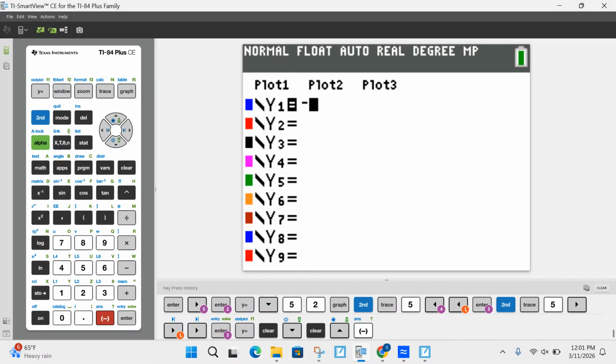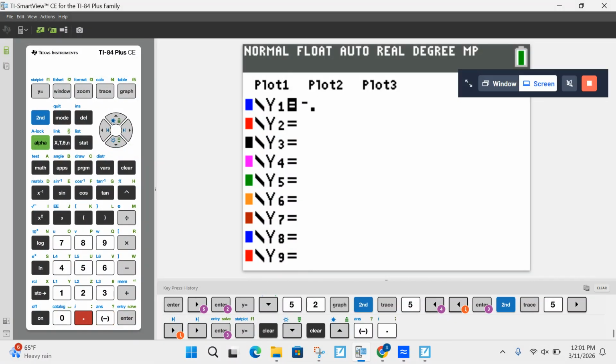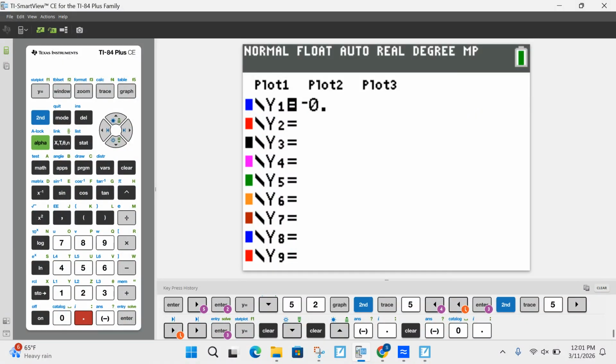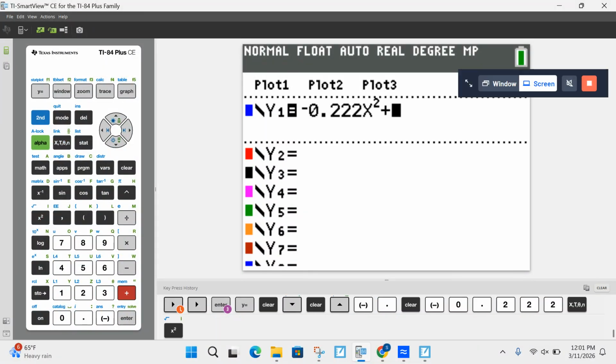So let's type the equation into our calculator. Negative 0.222 x squared. And I'm not kidding with you. This equation was from the textbook.